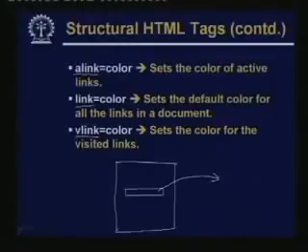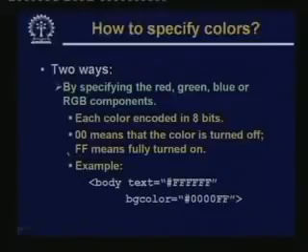And vlink says the links which you have already clicked or visited are normally shown in a different color, so that you remember that these are the links you have already clicked. That color also you can specify. So, in general you can specify these three colors differently: one is the active link, one is the normal displayable link, and the other is the visited link. Okay. The next question is, how do I specify colors?